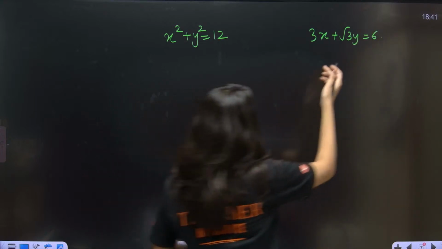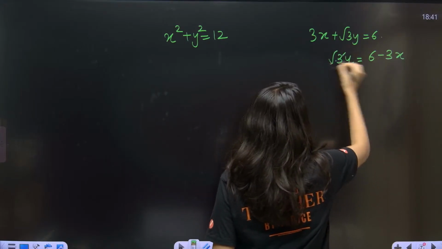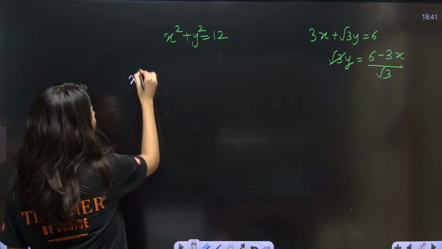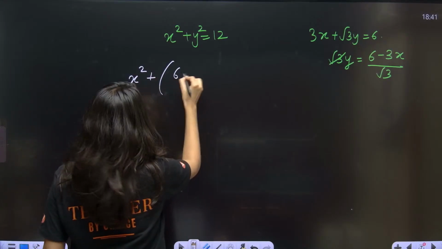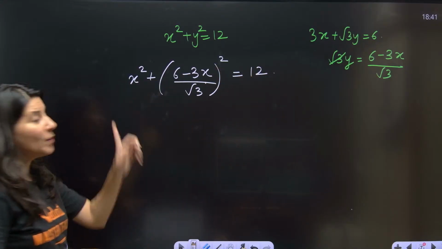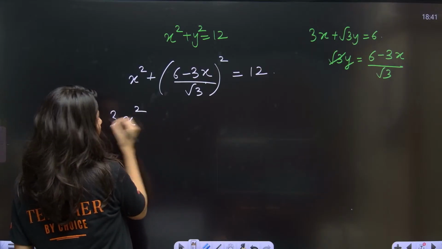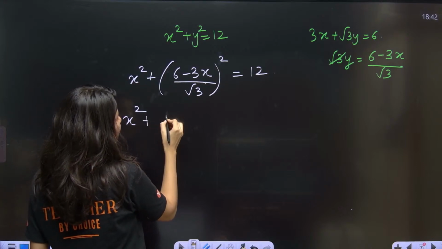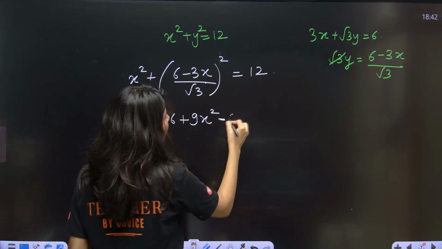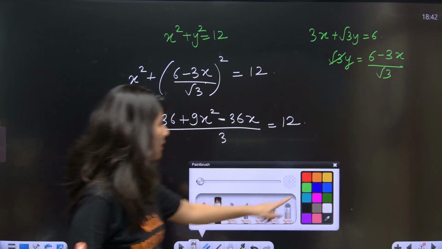Let me do one thing. Let me take the value of root 3y is equal to 6 minus 3x upon root 3. Let's put this value of y over here. x square plus (6 minus 3x upon root 3) whole square is equal to 12. From here we are going to get the value of x. 3x square plus 36 plus 9x square minus 36x upon 3 is equal to 12. So there will be a quadratic equation in x.